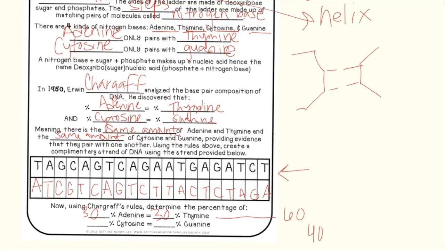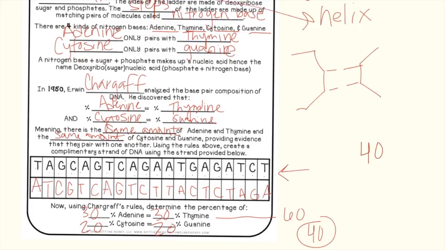So 30% adenine, if we add them up, we get that, and then the rest is 40. So 40 divided by 2 is 20, and 20. So the way we figure that out, we count up how many of these there are. 1, 2, 3, 4, 5, 6, 7, 8, 9, 10, 11, 12, 13, 14, 15, 16, 17, 18, 19, 20. So there are 40 total. And how many of them are T's and A's?